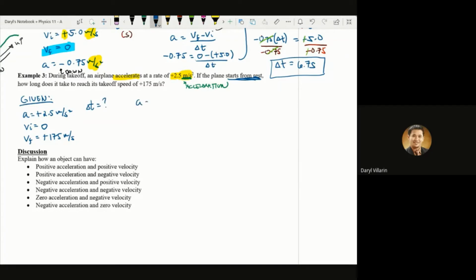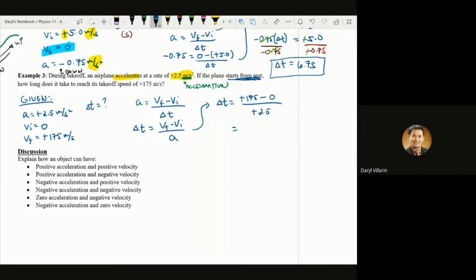So again, if I'm gonna start with my formula here, delta t, I can also manipulate my equation to get Vf minus Vi over a. So again, if you're comfortable doing this one, that's fine. After manipulating your equation, that is where you start substituting the values. So 175 minus 0 all over the acceleration of positive 2.5.